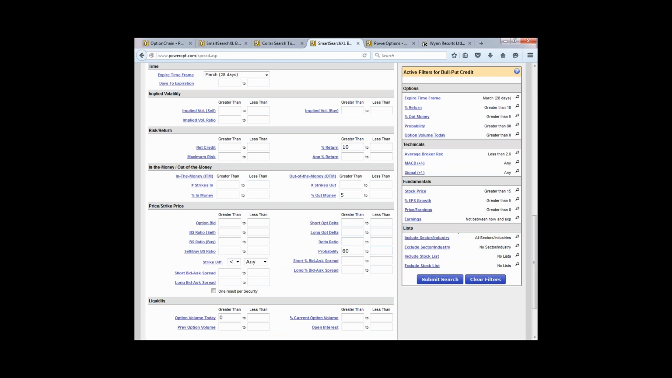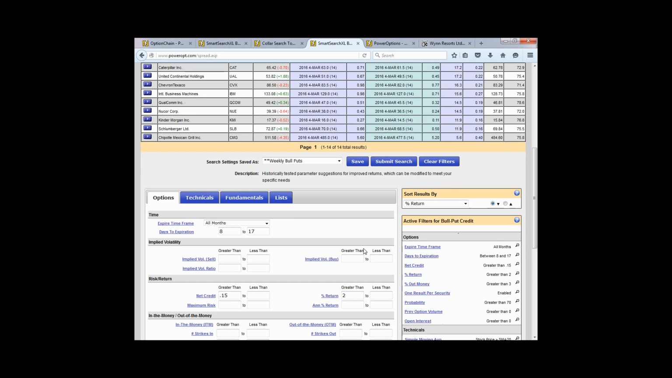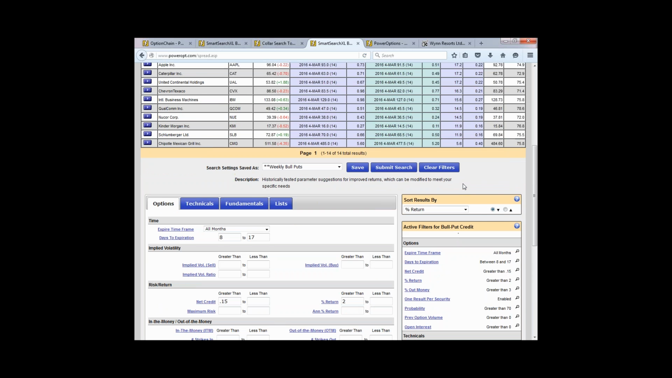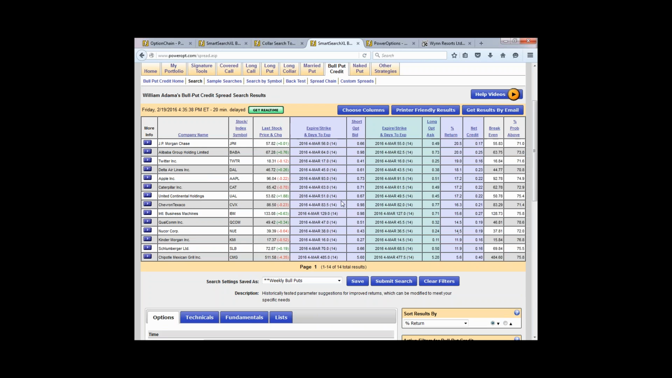These results that we've set here are based on some back testing that Ernie's done, the default criteria here, especially the weekly bull puts. Looking for the probability of what worked the best over the course of a couple years of back testing to find the position. Historically tested parameter suggestions for improved returns, and you see that the minimum probability we're looking for is 70%. With also being at least 3% out of the money, and that's for a weekly option. Okay, that's for 14, 12 days out in time.